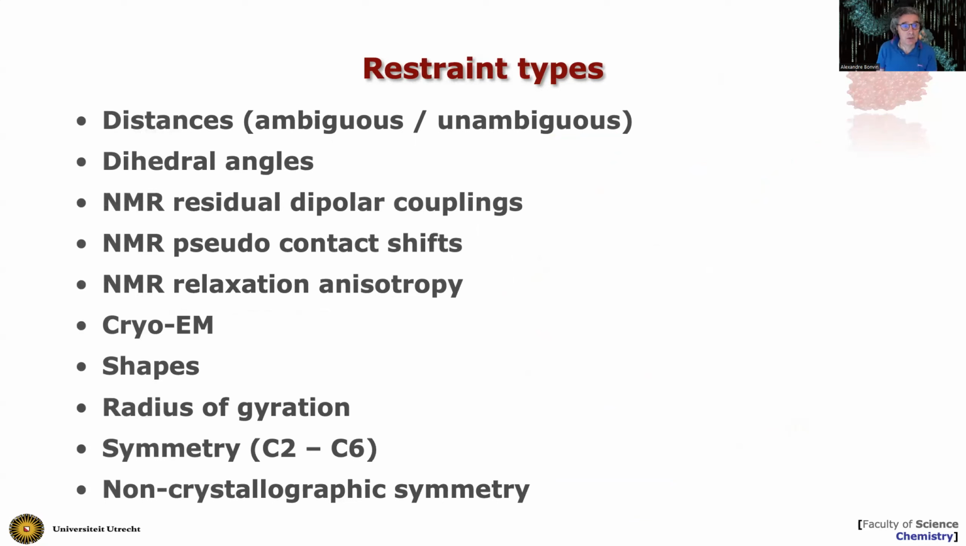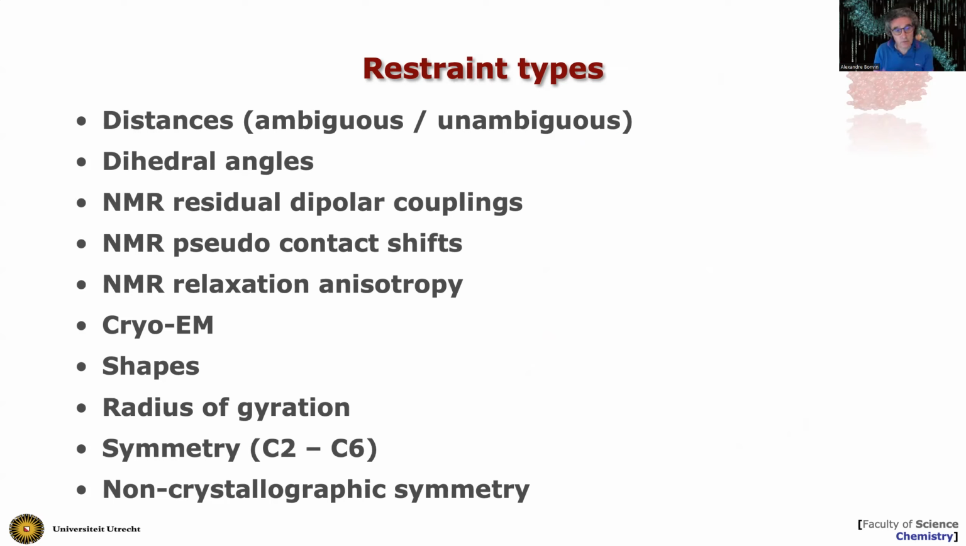information or restraints. So anything that you can translate into distances is really native to HADDOCK, but you could also define rotations, dihedral angles. You can use orientational information from NMR. You can use cryo-electron microscopy densities.